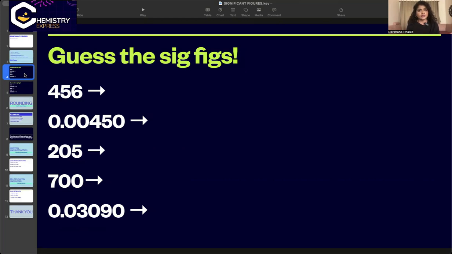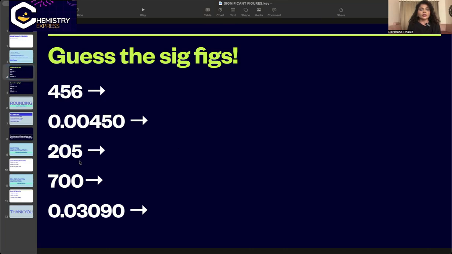4, 5, 6. So 4, 5, 6 means this measurement has only non-zero digits. So all the three digits are significant. So therefore we will say there are three sigfigs. There are three significant digits or three significant figures in this measurement.